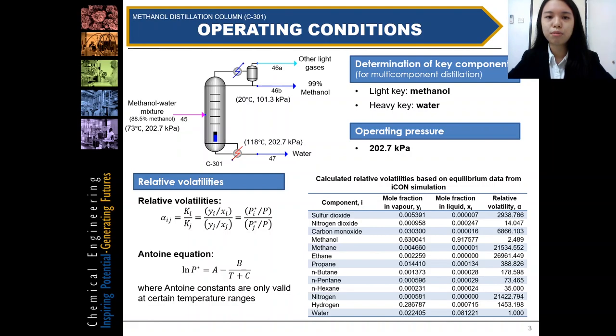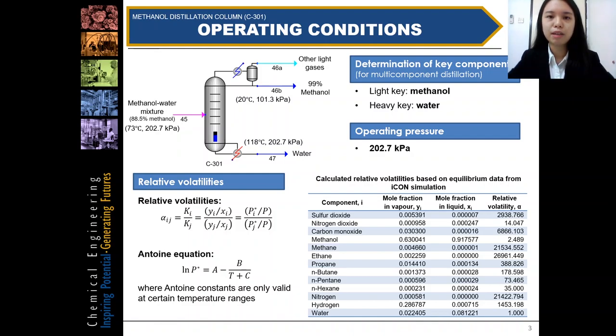As noted, the main objective of the distillation column C-301 is to purify the methanol product from 88.5% up to the market specification of 99%. For multi-component distillation, the column design can be done by determining the two key components in the feed stream. In this case, methanol is the light key and water is the heavy key.